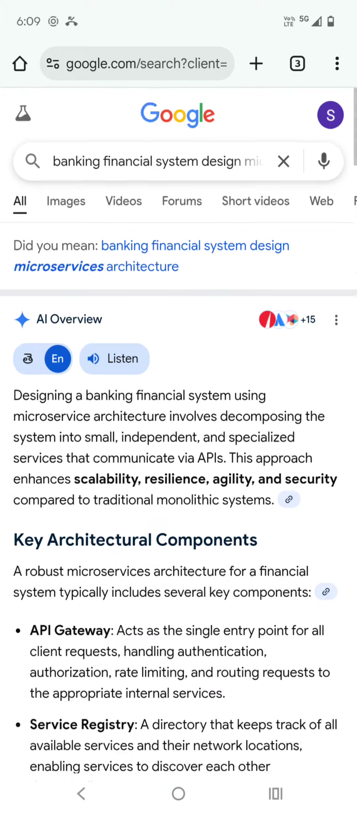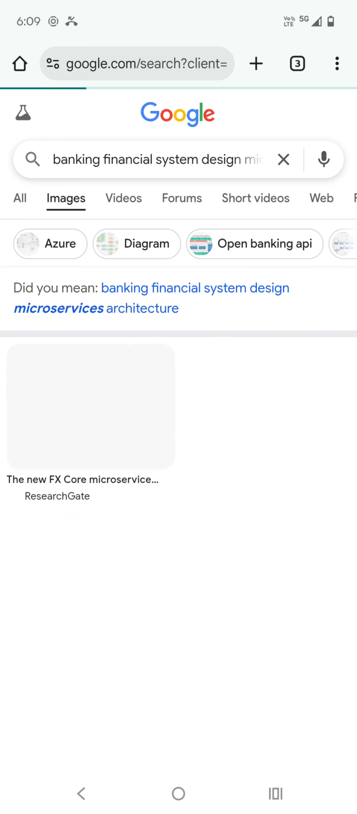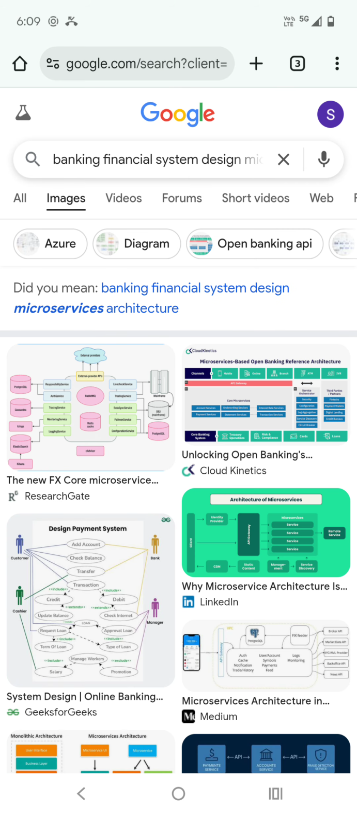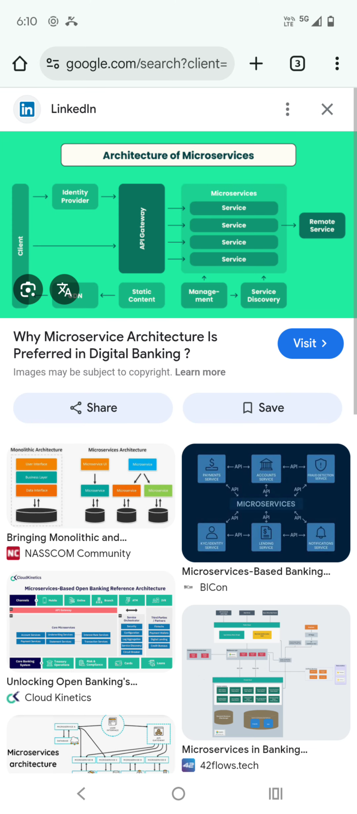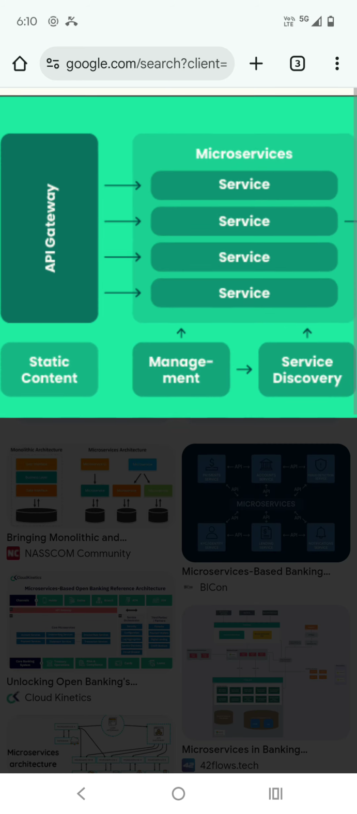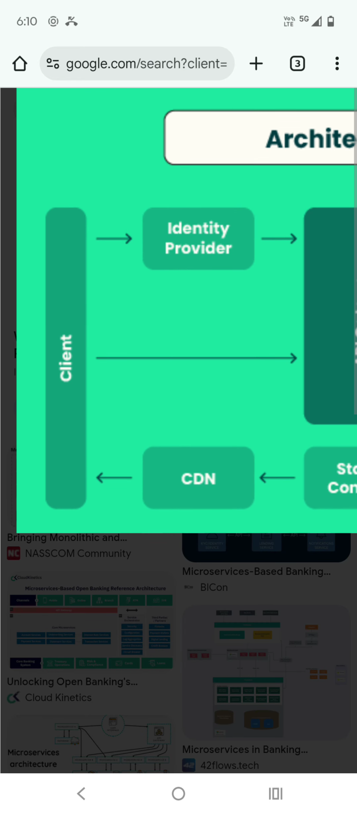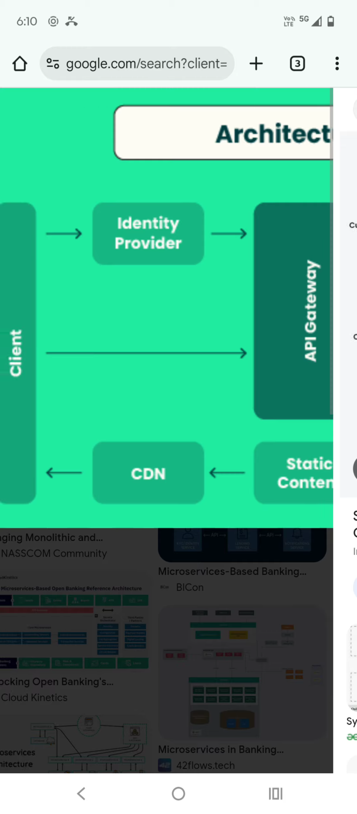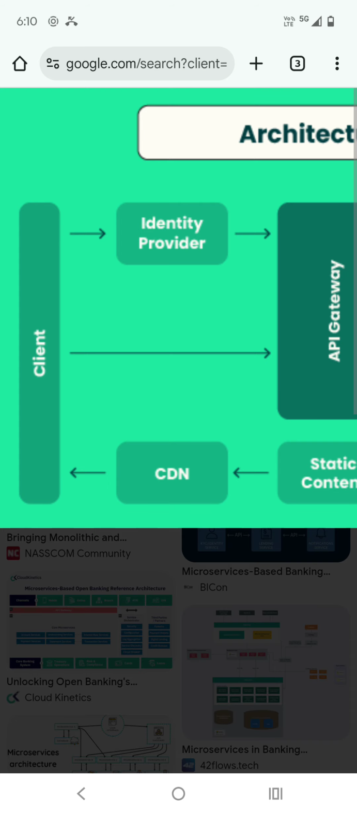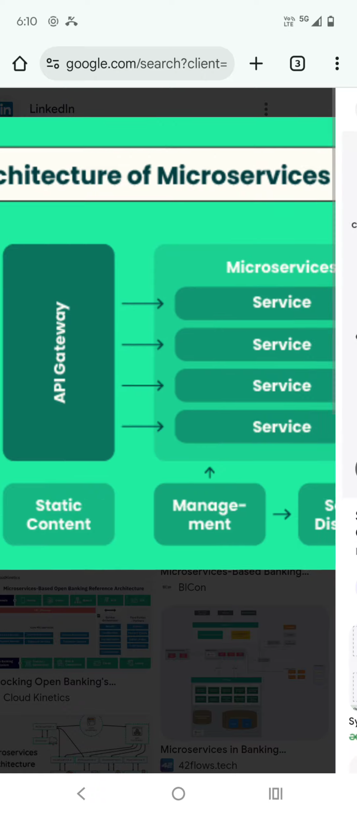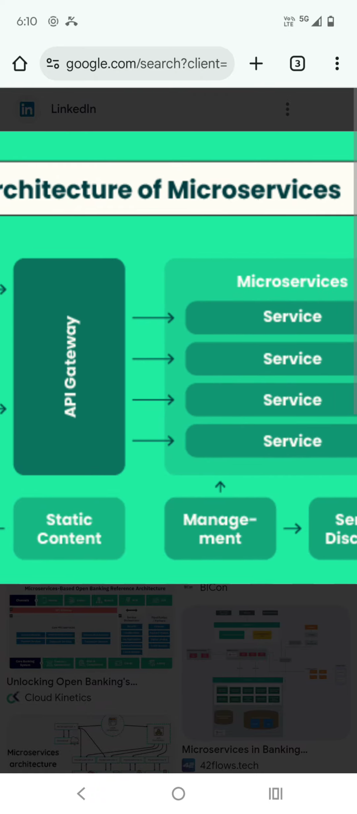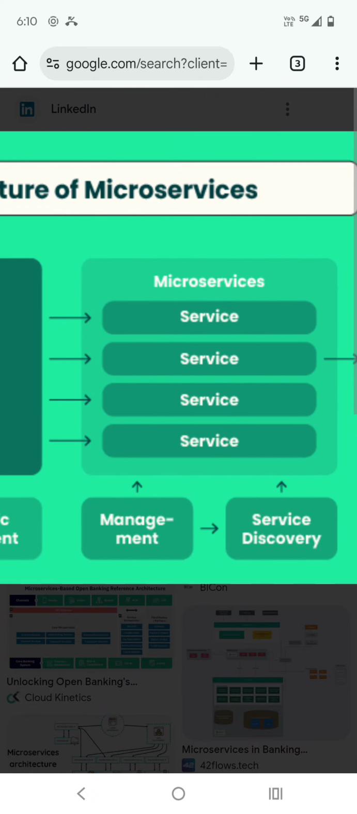So I just want to show a simple diagram. You can see here how this API gateway and other services are there. Here you see, we have a client, a content delivery network for storing and serving static content, and an identity provider for authentication. As I told you, API gateway is the main service, and after the request goes through API gateway, it will come to the different services.